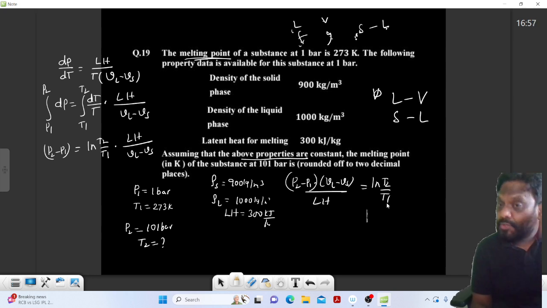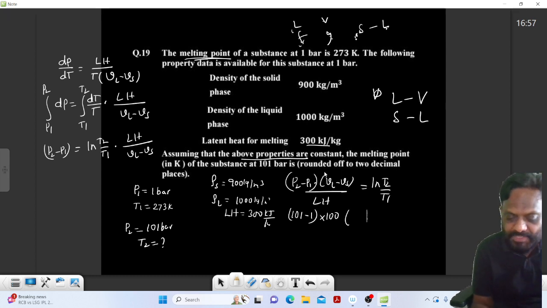Absolutely. But you should be very careful. This latent heat is given in kilojoule per kg, so pressure should be in kilopascal. P2 is 101 bar, P1 is 1 bar, but this is in bar. 1 bar is 100 kilopascal. I have multiplied with this.